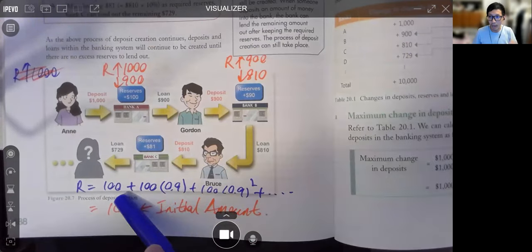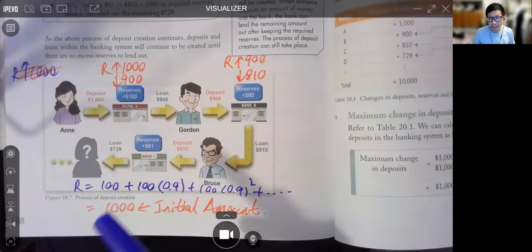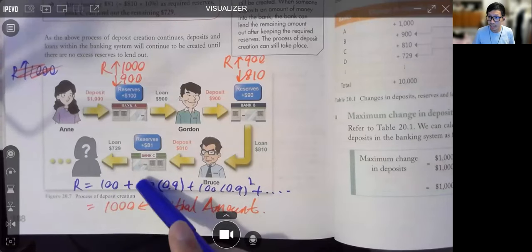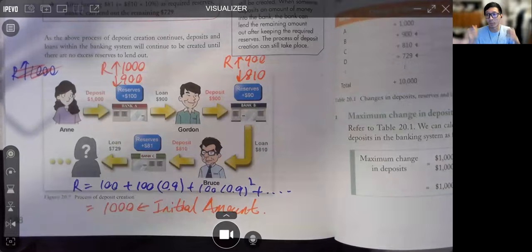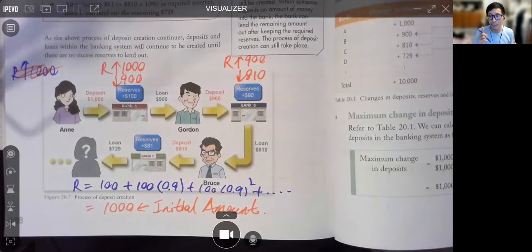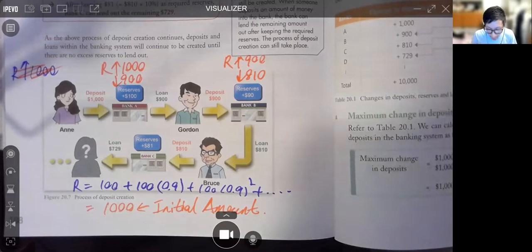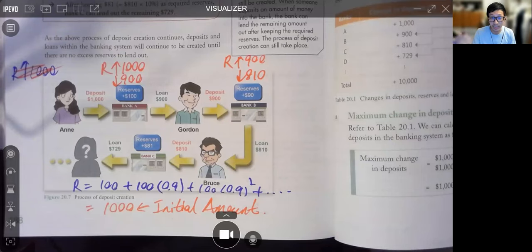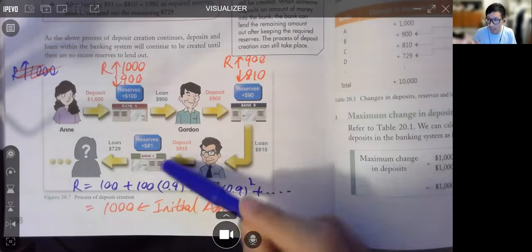If I only took 1,000 from beginning to end, there would not be any extra reserve unless there is money coming in or out. Don't worry, we will talk about that again in detail in the next video. But for now you need to understand the process, because very soon we're going to look at a past paper where they would ask you the process of creation or contraction. This is creation.